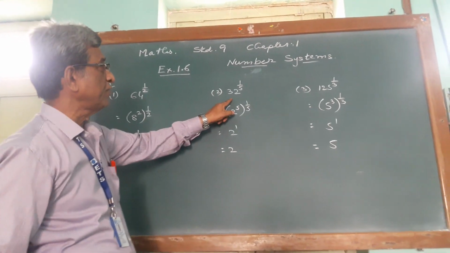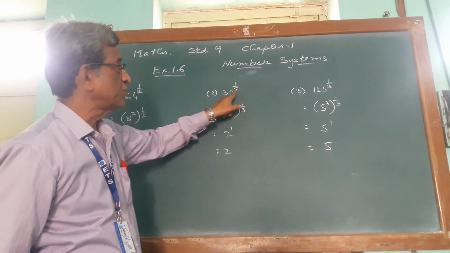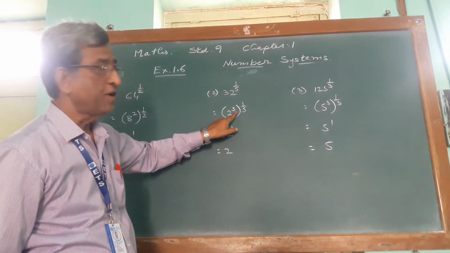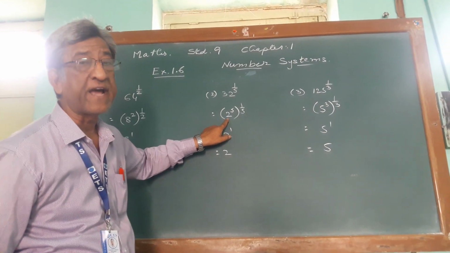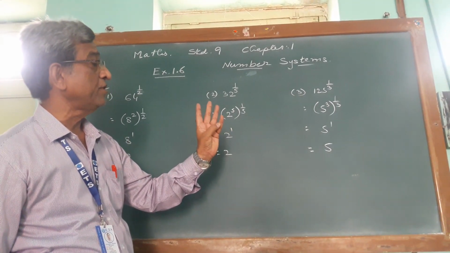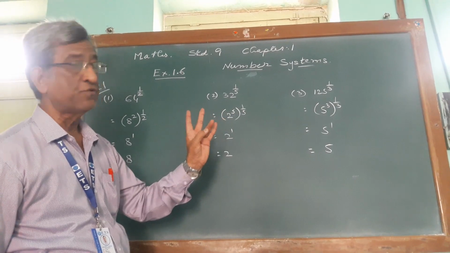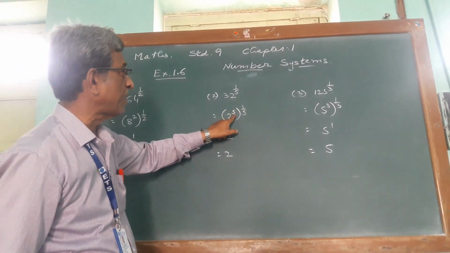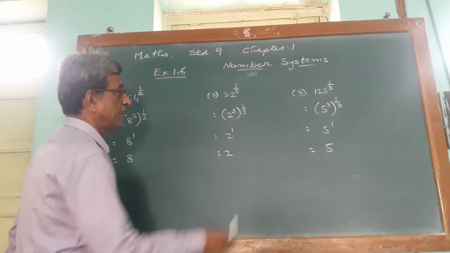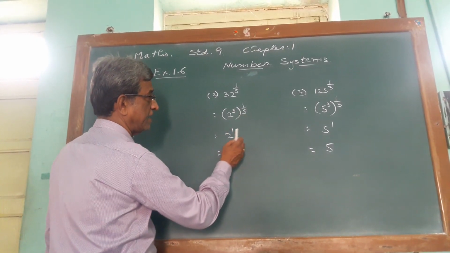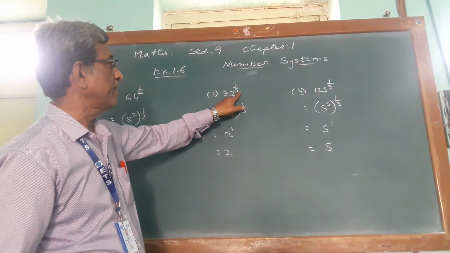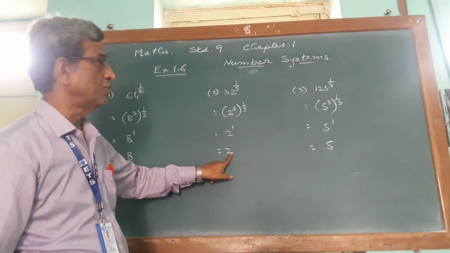Similarly, 32 raised to 1 upon 5. 32 can be written in the form of 2 raised to 5. If you multiply 2 five times, 2 into 2 into 2 into 2 into 2, you will get 32. So 2 raised to 5 whole raised to 1 upon 5. Again 5 will cancel. 2 raised to 1, that is 2. So 32 raised to 1 upon 5 gives you 2.